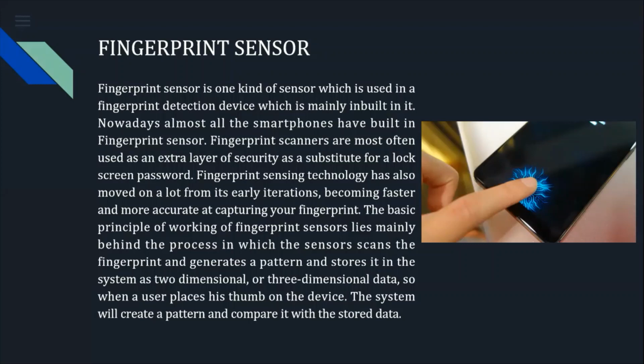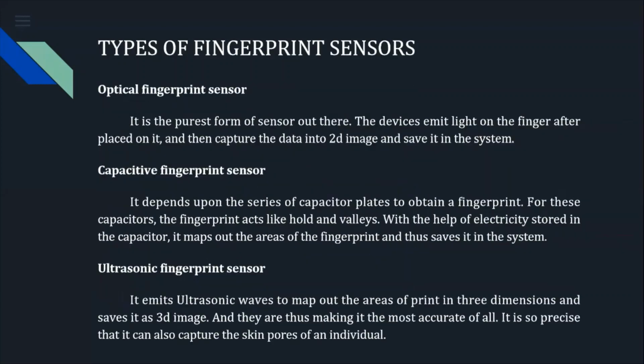your fingerprints. The basic principle of working of fingerprint sensors lies mainly in the process in which the sensor scans the fingerprint, generates a pattern and stores it in the system as two-dimensional or three-dimensional data. So when a user places his or her thumb on the device, the system will create a pattern and compare it with the stored data. Next will be continued by Vignesh.